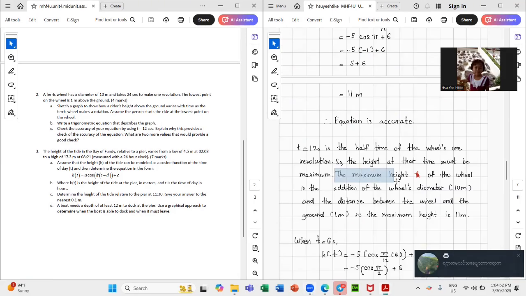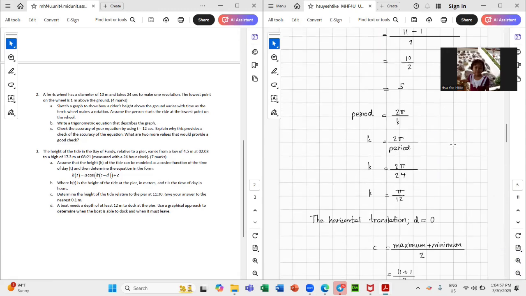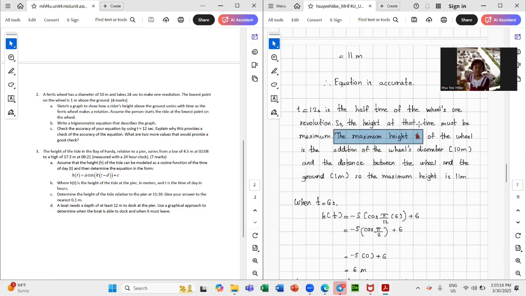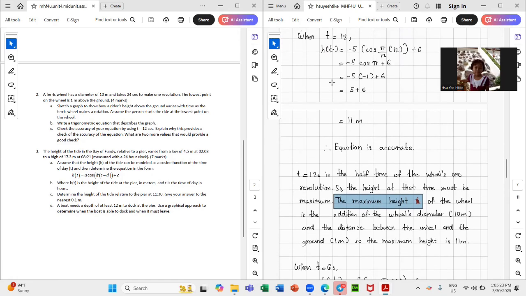The maximum height of the wheel is the addition of the wheel's diameter and the distance between the wheel and the ground. So the maximum height is 11 meters. So this indicates that at time equal to 12 seconds, the Ferris wheel is at its maximum height, 11 meters. And from the equation, we can calculate that at time equal to 12, the height is 11 meters. So it indicates that the equation is accurate.